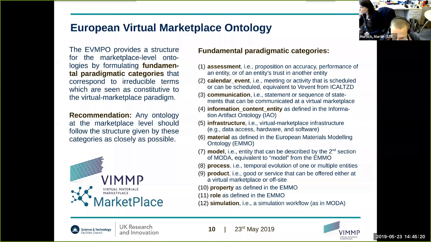Also, some of them can be immediately related to the EMMO. So we have the contact to the upper level in the strict sense. And in this way, we have also structured the ontology development at a lower level. This is the marketplace level, as I call it. So for example, if we have a fundamental category called communication, the statements that stakeholders can exchange at the marketplace, then it makes sense to develop an ontology for this particular branch for communication.